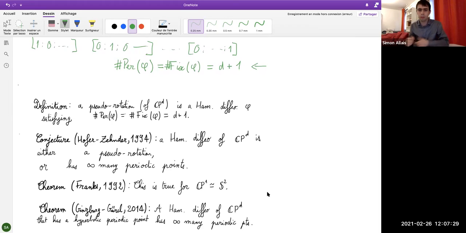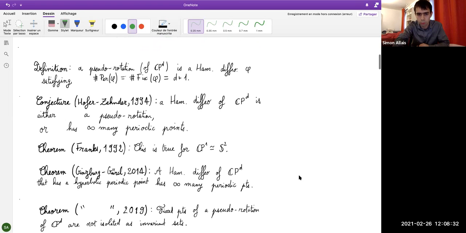A theorem which tells us what kind of condition can imply the existence of infinitely many periodic points is given by the theorem of Ginzburg-Gürel in 2014: a Hamiltonian diffeomorphism of CP^D that possesses at least one hyperbolic periodic point has infinitely many periodic points. An obvious converse is that a pseudo-rotation cannot have hyperbolic points, and in fact the proof of Ginzburg-Gürel tells us a bit more, as was pointed out by Ginzburg-Gürel a few years later.